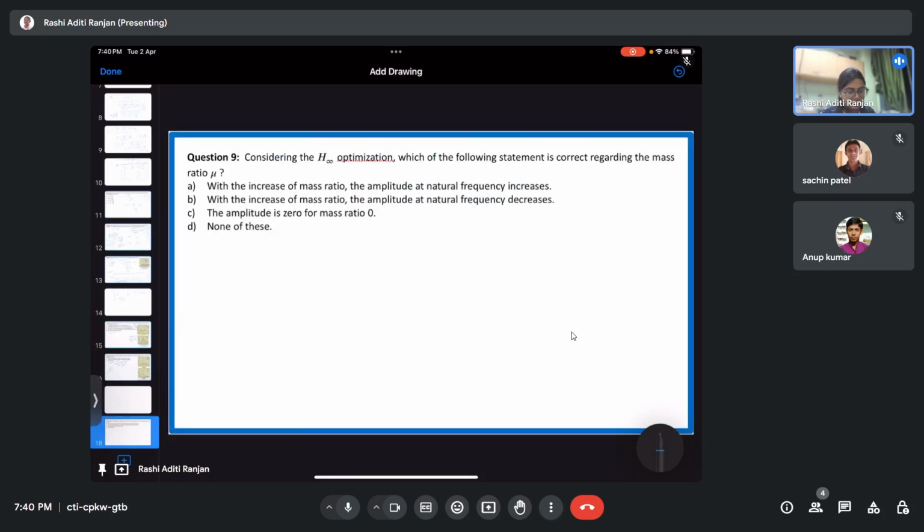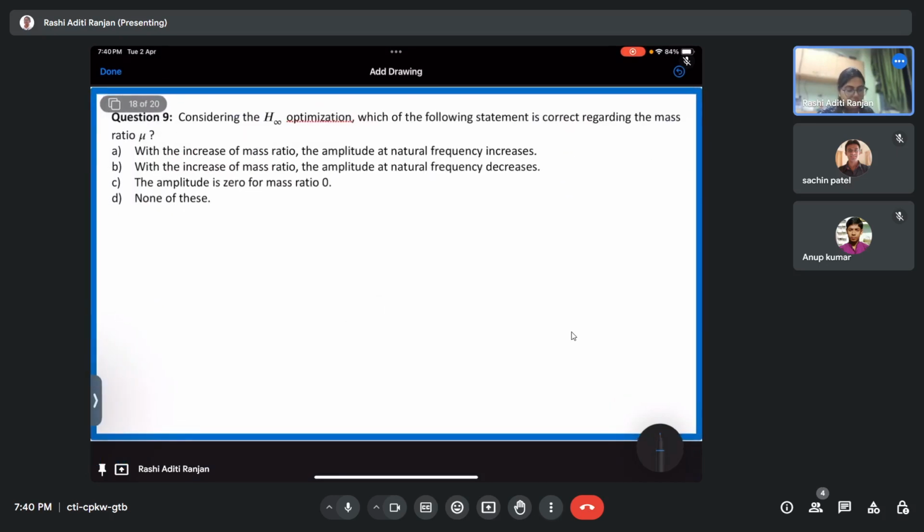Now coming on to question number 9. Question number 9 says that considering the H infinity optimization, which of the following statements is correct regarding the mass ratio mu? So first, what is my H infinity optimization? My H infinity optimization is a technique which actually minimizes the maximum displacement. Now from the H infinity optimization, I had two optimal values, relations of two optimal values.